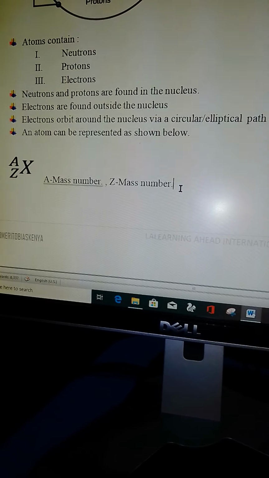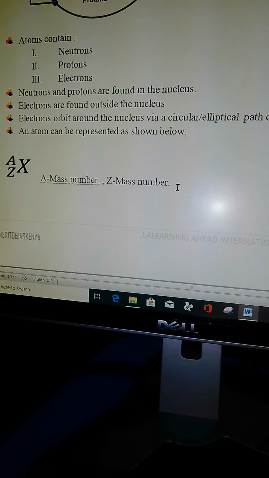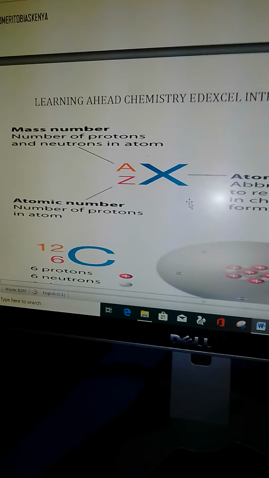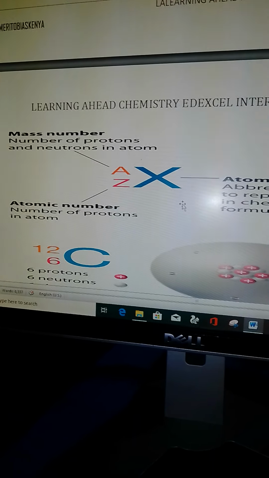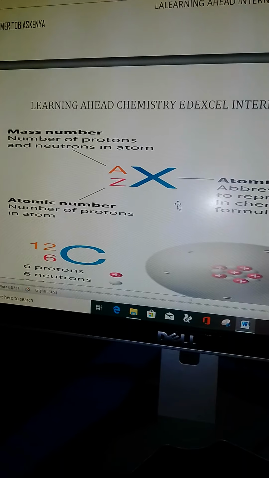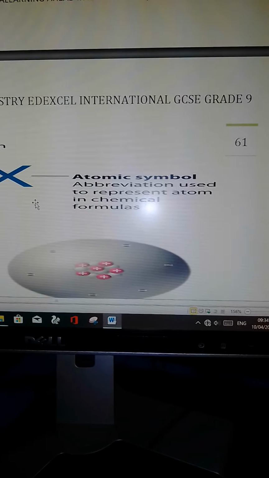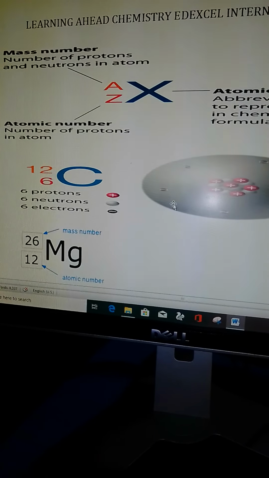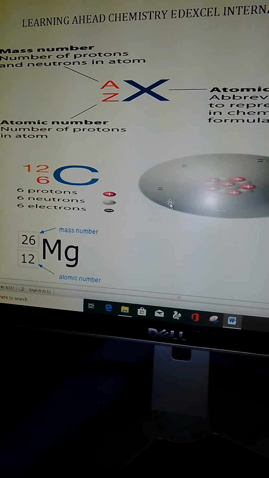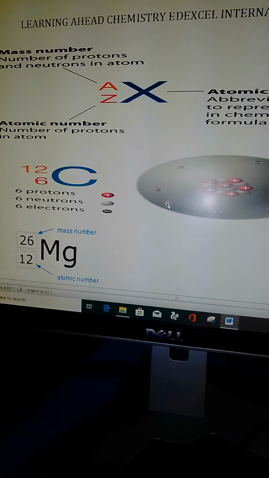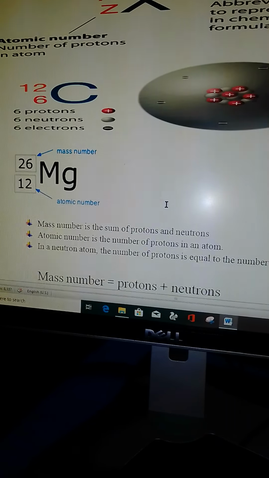Let's look at this part. Z is the atomic number. Now, if you have a representation like that, where X is the atom, A is the mass number, and Z is the atomic number, then we'll be able to say that, for example, carbon with a mass number of 12 and atomic number of 6 means that it has 6 protons, because the atomic number is equivalent to the number of protons inside that particular atom.